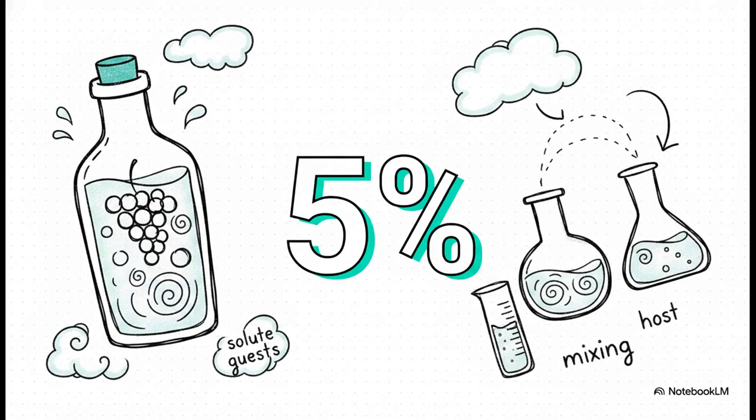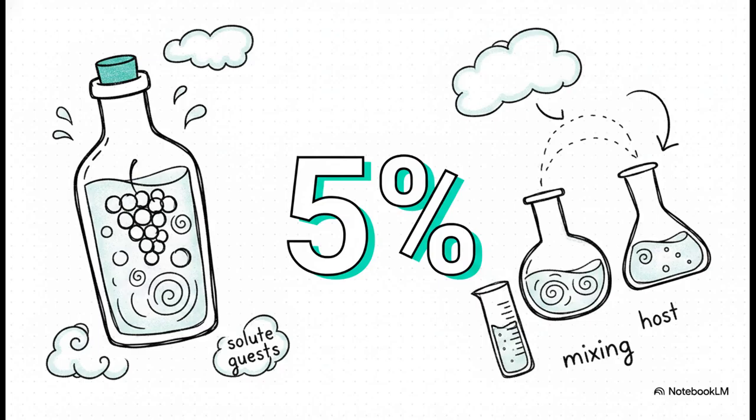Okay, now we really need to talk about a concept that pretty much rules chemistry: concentration. You've probably seen a bottle of vinegar in your kitchen with a label that says something like 5% volume by volume. But what does that 5% actually mean? Well, concentration is just a handy way of measuring exactly how much guest is hanging out with the host.